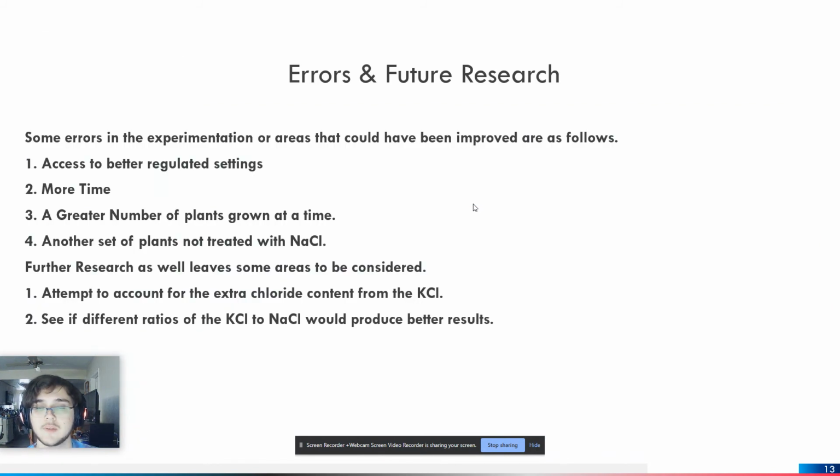Some errors that should be considered for future research were first that access to better regulated settings, more time, a greater number of plants to grow at a single time, and another set of plants that were not treated with sodium or potassium chloride at all would allow for greater comparisons. Further research in this subject should attempt to account for the extra chloride content of the sodium chloride and potassium chloride, as well as see if different ratios of potassium chloride to sodium chloride would produce better results.